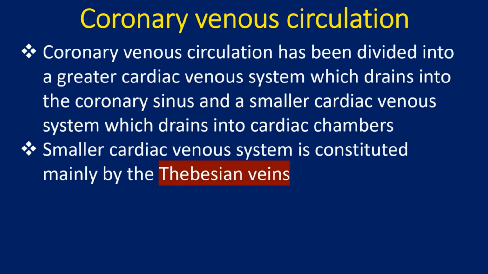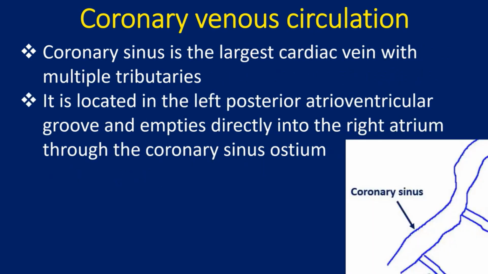injected. Coronary venous circulation has been divided into a greater cardiac venous system, which drains into the coronary sinus, and a smaller cardiac venous system, which drains into cardiac chambers. Smaller cardiac venous system is constituted mainly by the Thebesian veins. Coronary sinus is the largest cardiac vein with multiple tributaries.